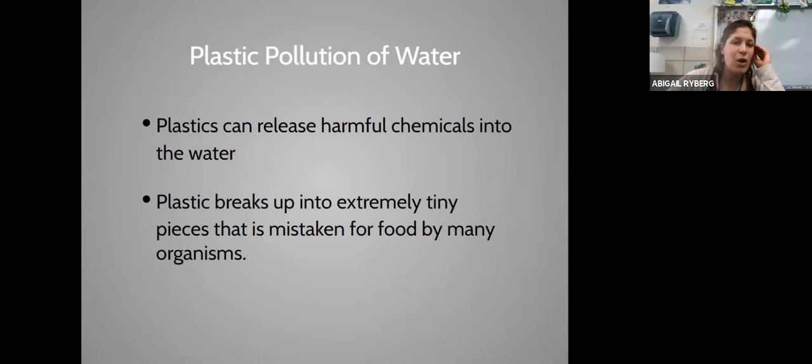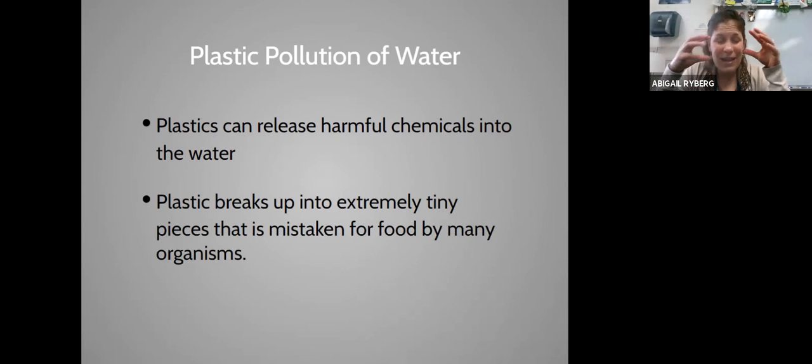Plastics are harmful in their own unique way. Plastics can release harmful chemicals into the water once they're broken down. The UV light breaks them down, which causes them to release harmful chemicals. They're also physically broken down into extremely tiny pieces and are being mistaken for food. A lot of organisms have little tiny bellies full of plastic. There are tons of articles on this. I've become obsessed with it.